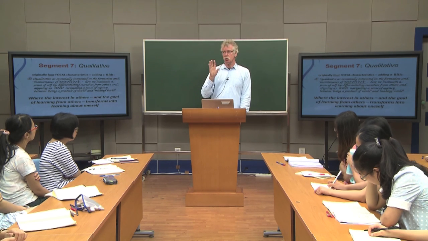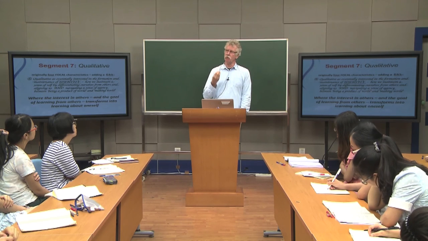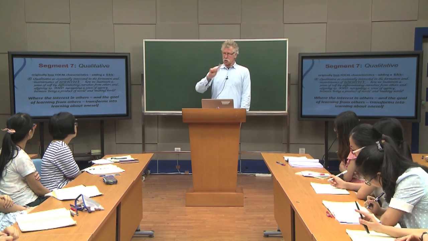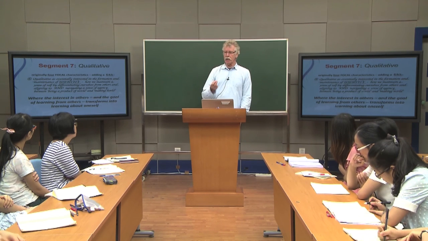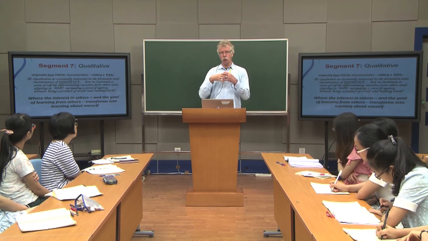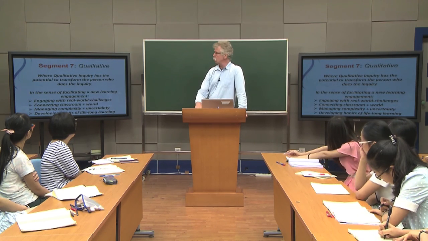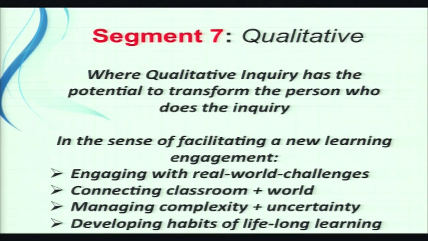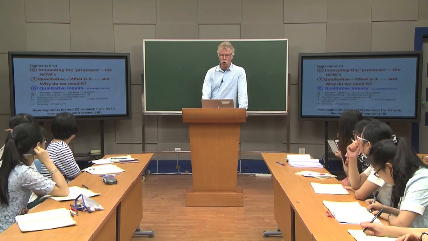So this was the original goal: what can we do with our learners differently so that we have more engagement and a more productive learning process? This is the link I wanted to establish between the processes in segment six and qualitative inquiry in segment seven, both nicely linked together as a way to help our students become more engaged with real-world challenges, connect classroom and world, manage complexity and uncertainty, very different from experimental work, and also develop habits of lifelong learning. So this is where segment six and segment seven hook up with one another.